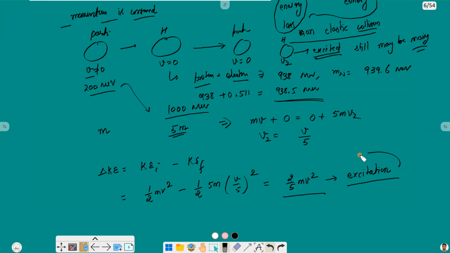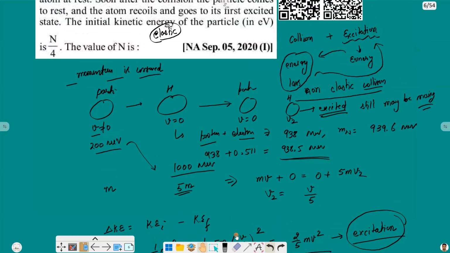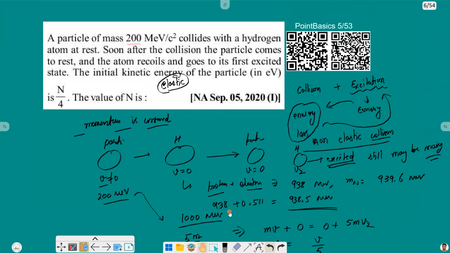So if this energy is used for excitation, now we know that for the hydrogen atom there are fixed levels. If there are fixed levels, it means the energy difference between the levels is also fixed. And assuming that the transition is happening from the ground state to the first excited state.